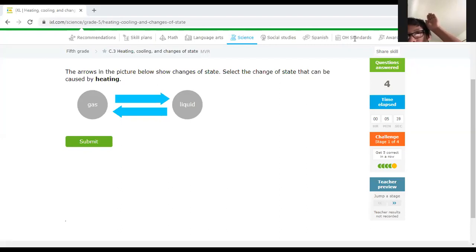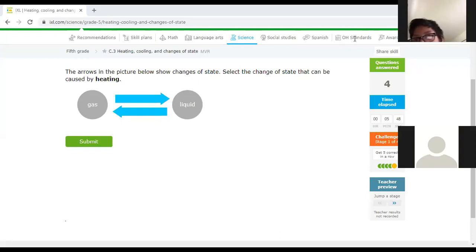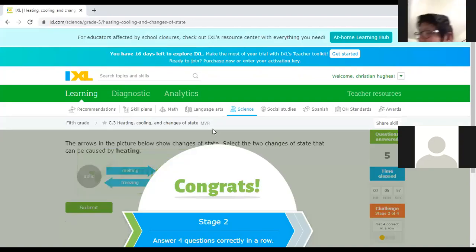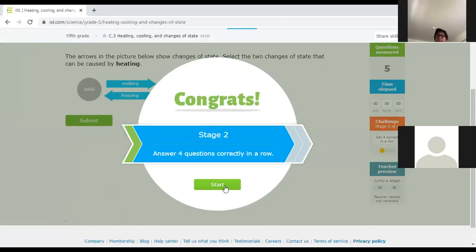Which arrow represents heating? Which one represents heating? Kabir. Liquid into gas. He is correct. Again, water turning into steam. You heat it on the stove. Good job.